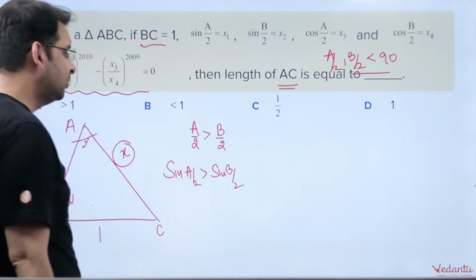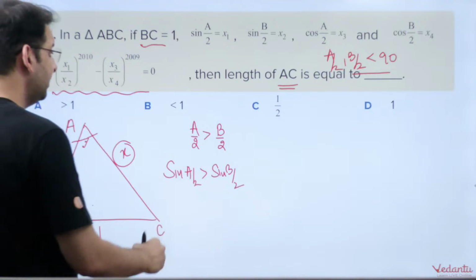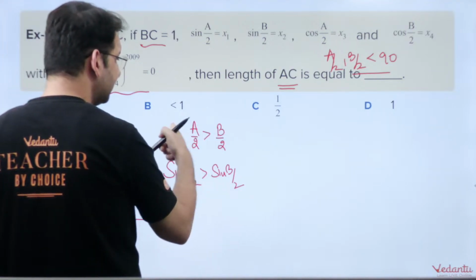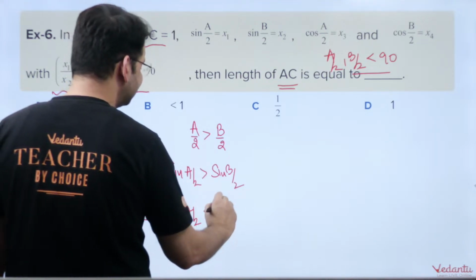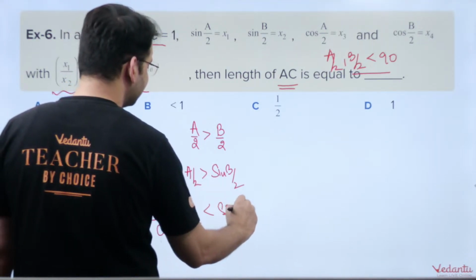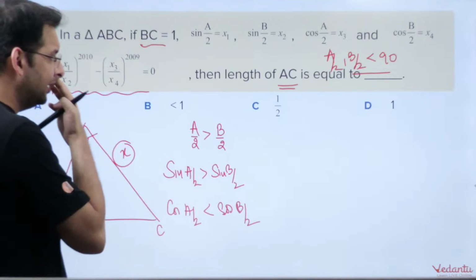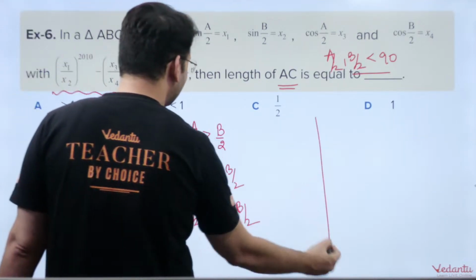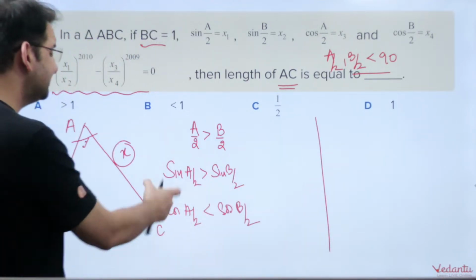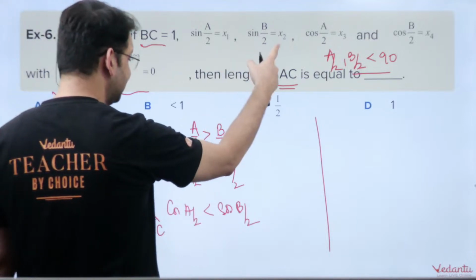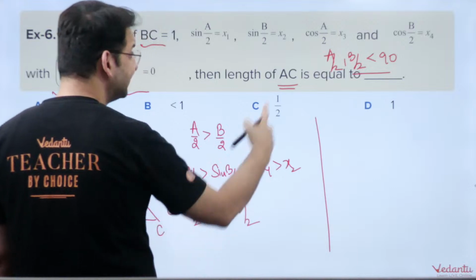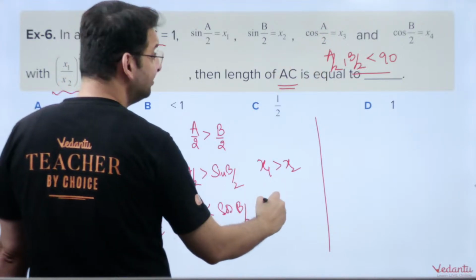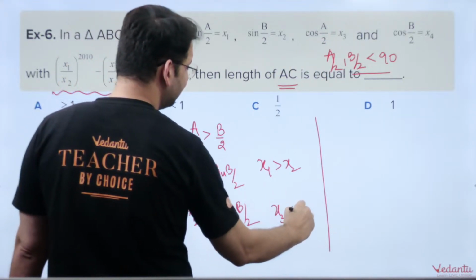So sine A by 2 is going to be greater than sine B by 2. Also, if this is greater than this, then cos A by 2 is going to be less than cos B by 2. I hope this is also clear. So what does the first equation mean? Sine A by 2 greater than sine B by 2. That means x1 is greater than x2. Cos A by 2 less than cos B by 2. That means x3 is less than x4.